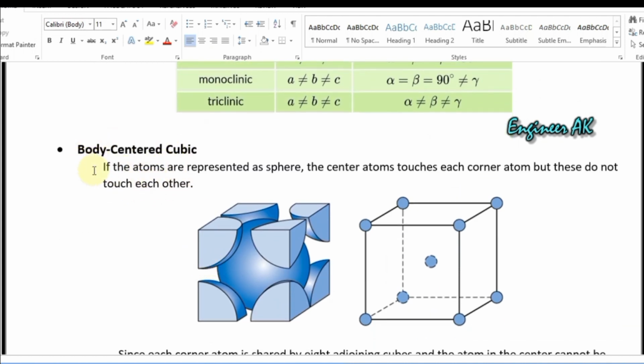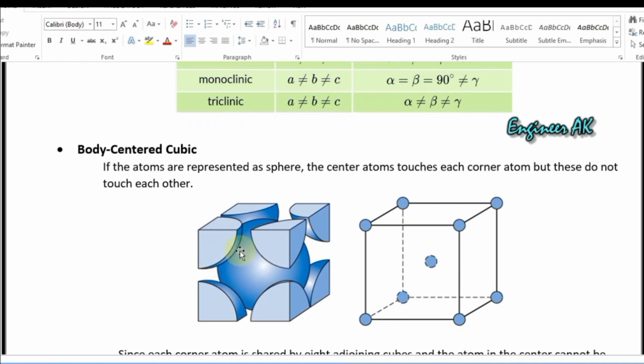Now moving toward something you may have seen before in your school or college life: body centered cubic, right? If the atoms are represented as spheres, the center atom touches each corner atom, but the corner atoms do not touch each other. So in the BCC structure we have one atom at the center, and this one atom touches the 8 atoms, right? Like 1 2 3 4 5 6 7 and 1 behind this, 8.